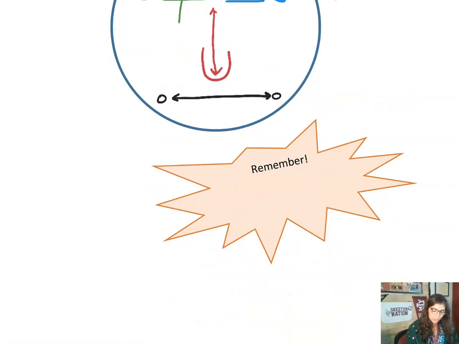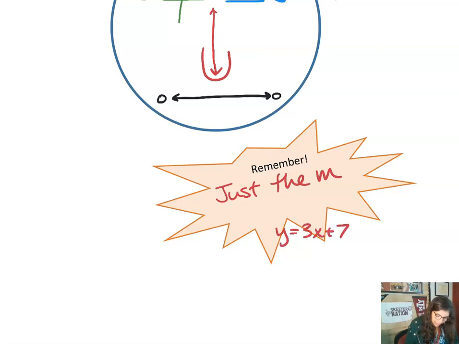One thing I want you to for sure remember is that when we're talking about slope, we're talking about just the M. You're going to be very tempted to say that in the equation y equals 3x plus 7, the slope is 3x. That's wrong. The slope is just the number in front of the x. So this is just the M, or just the 3. Please remember that. I'm going to make a big deal out of it. The slope is M, not including the x.